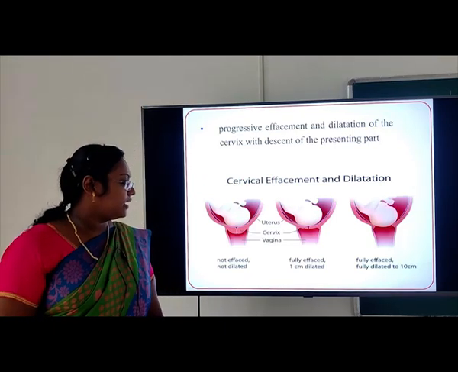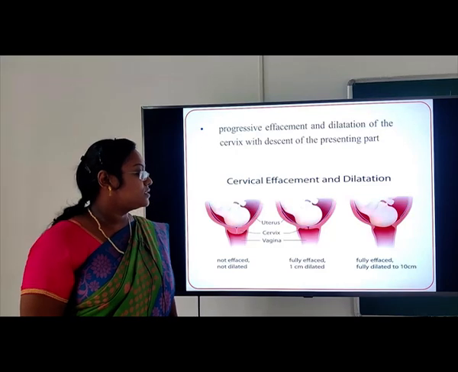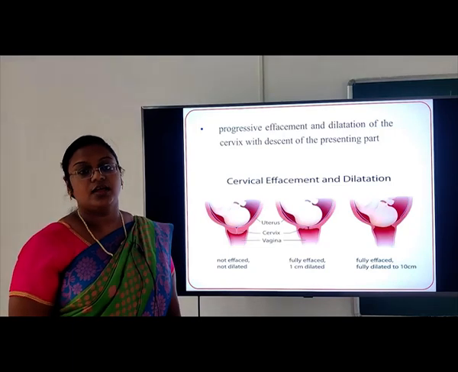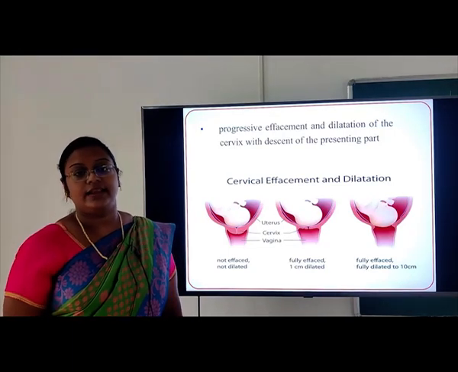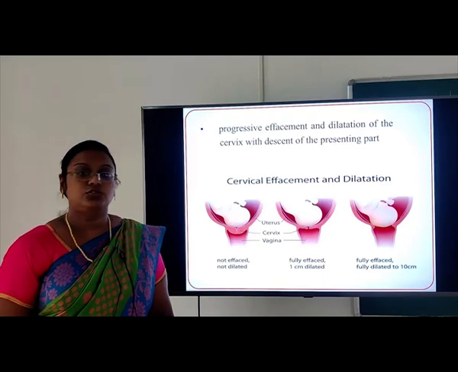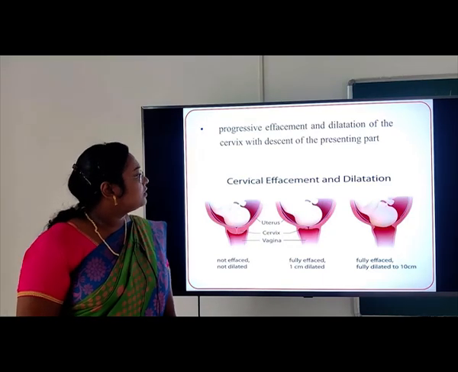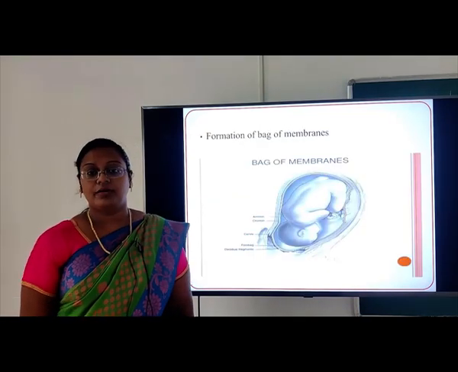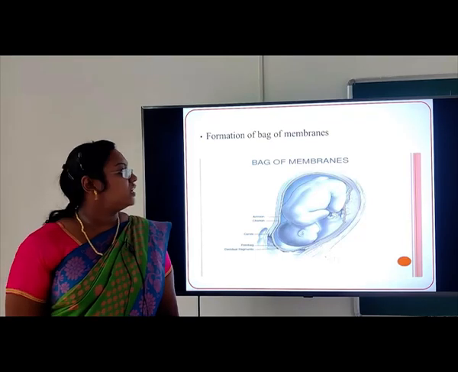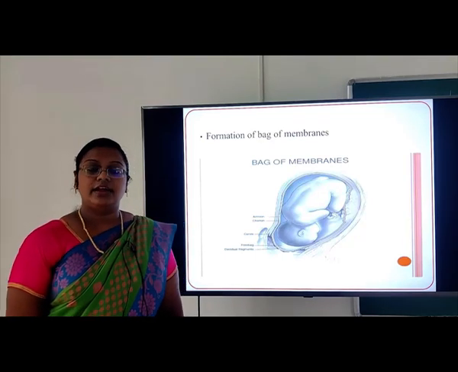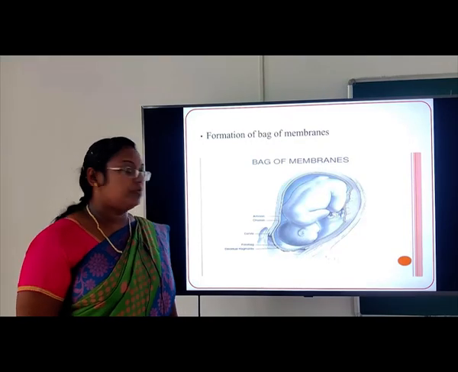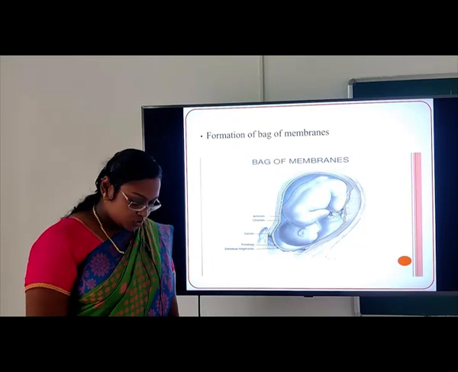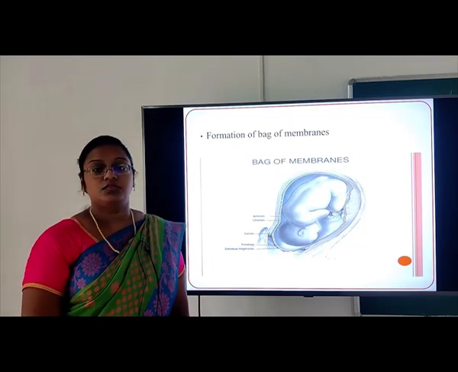Okay, that is 1 centimeter dilated, and in the third picture you may notice that the cervix is fully effaced and fully dilated to 10 centimeter. Only if the cervix is fully dilated will the baby be delivered through the vagina. So, this is the third main characteristic of true labor pain. And the fourth thing is formation of the bag of membrane. This bag of membrane forms in the first stage, and at the end of the first stage the bag of membrane ruptures, and this helps in delivering the baby. Okay. So, these are the 4 main characteristics of true labor pain.